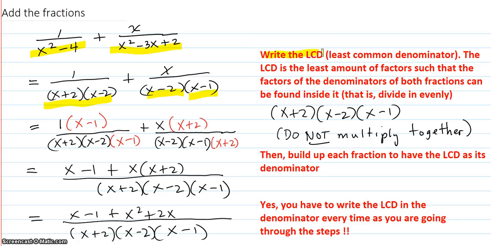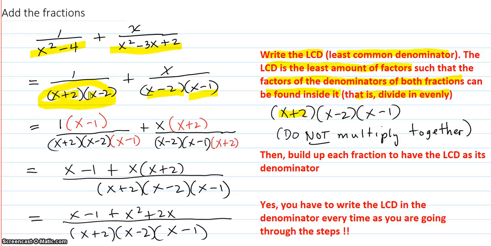Now you write the LCD, which is the least common denominator. The LCD is the least amount of factors such that the factors of the denominators of both fractions can be found inside it. That is, they divide in evenly. So what I mean is, you take a look at these one by one, and you have x plus 2, so that's got to be part of the LCD, because how do you expect this denominator to divide into the LCD if it doesn't have an x plus 2?